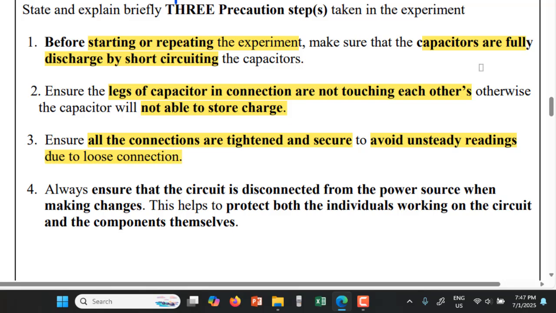Then another extra precaution that you might put in is we have to ensure that the circuit is disconnected from the power source when we're making changes. So make sure you don't turn on any power supply when you make changes to your circuit. This is very important in order to protect both the individual that works on the circuit and also the component itself.